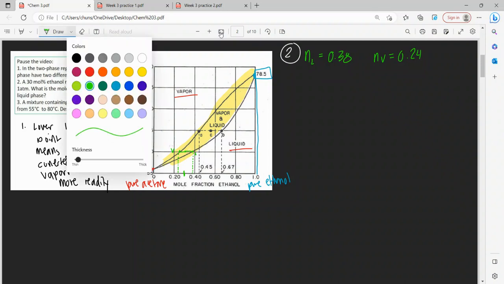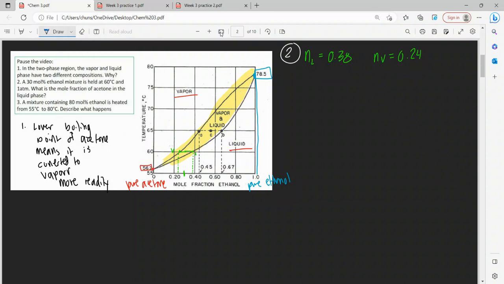Okay, last one. A mixture containing 80% mole ethanol, so let's find that on our graph, is heated from 55 degrees all the way up to 80. So we want to follow this line here.